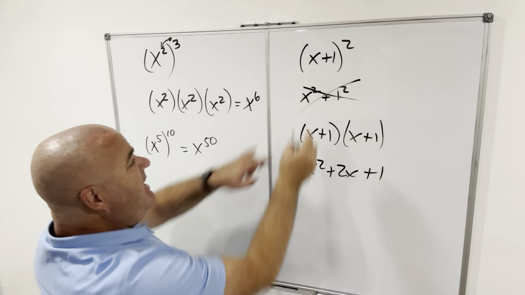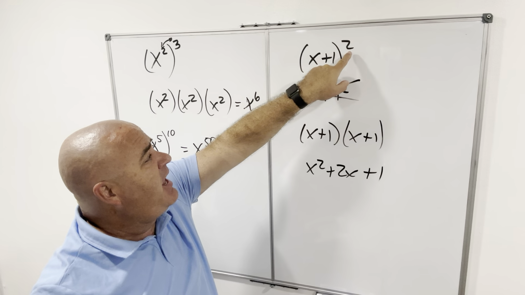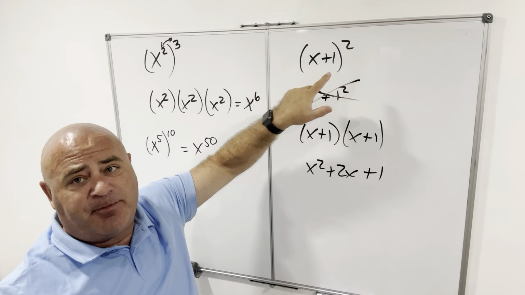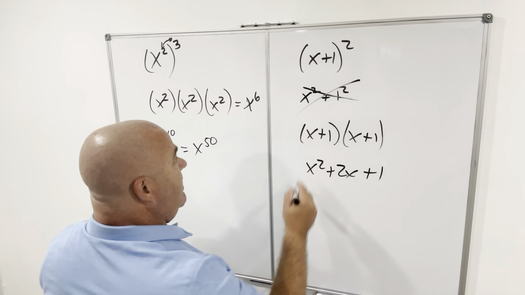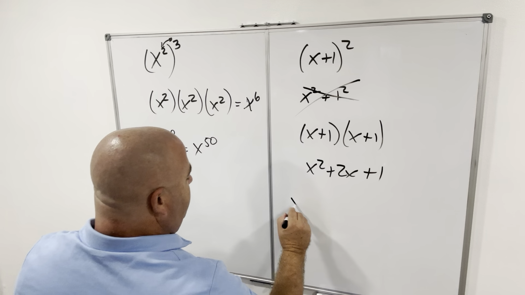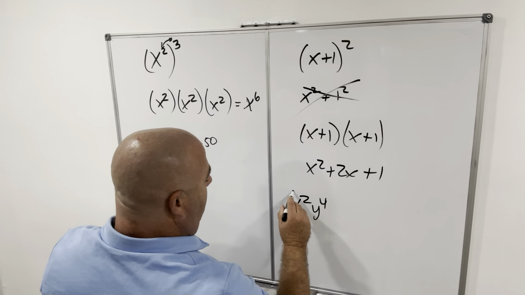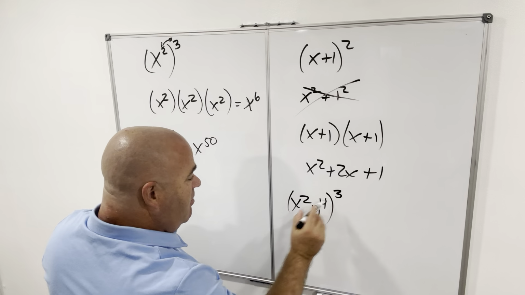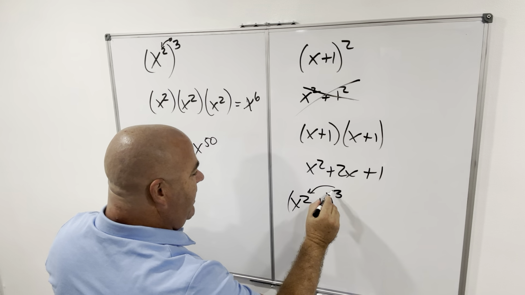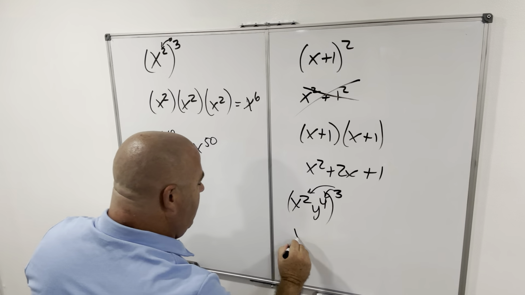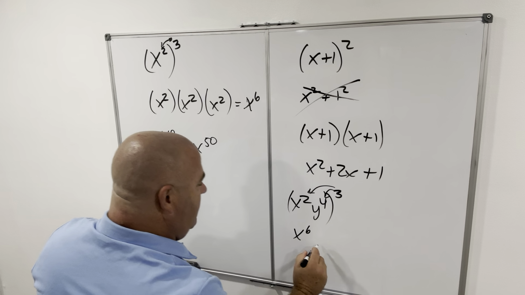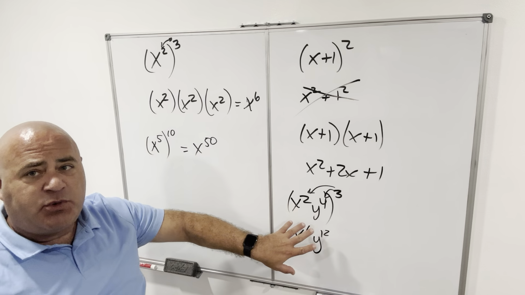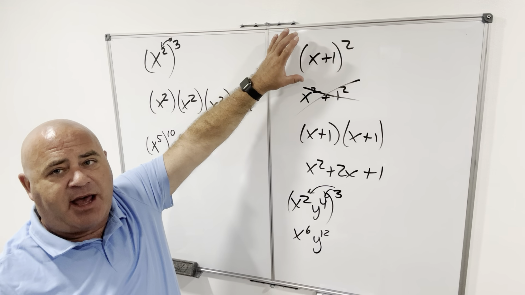So when we're adding inside of our parentheses, we can't just take the exponent outside of our parentheses and apply it to each term. If we're multiplying, we can. If we were to rewrite this as x squared y to the fourth to the third power, now since we're multiplying, we can multiply all of our exponents, so we get x to the sixth times y to the 12th. So it only works when you're multiplying, not when you're adding and subtracting.